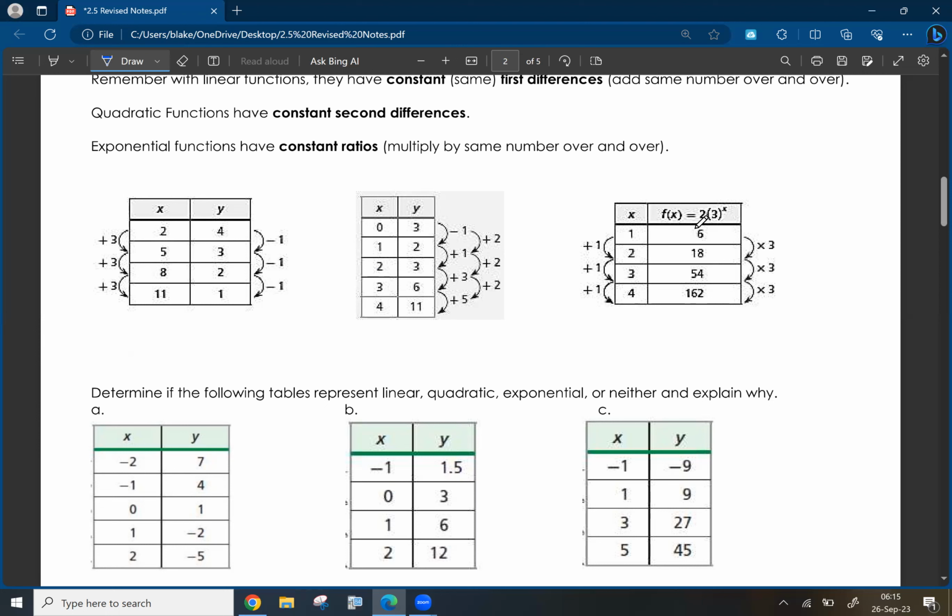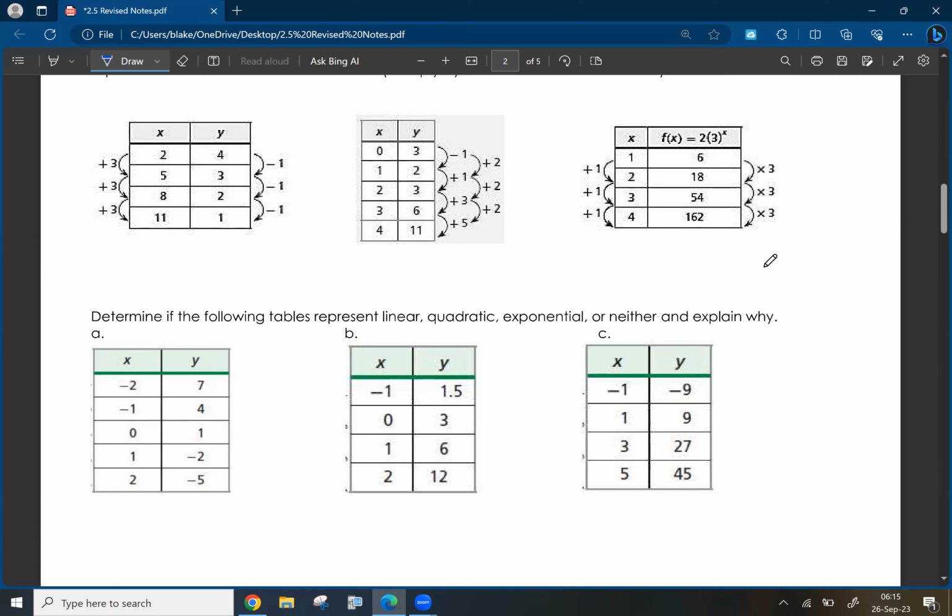And then finally, we have exponential here. If you're multiplying or dividing by a common amount, that's going to be exponential. So you can see this one's multiplying by 3. If it was dividing by 3, it would still be exponential. So multiplying or dividing. All right, so let's look at these tables here.